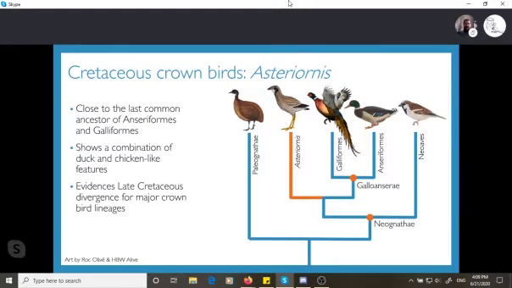That, together with introducing it in phylogenetic analysis, we recover Asteriornis as very close to the last common ancestor of chickens and ducks, which together form a group called the Galloanserae. That would mean that Asteriornis probably represents a stem member of this group, evidencing what we know from molecular clock techniques, which is that major bird lineages had already diverged by the late Cretaceous, since we found a member of a specific lineage, the Galloanserans, in the late Maastrichtian of Belgium.